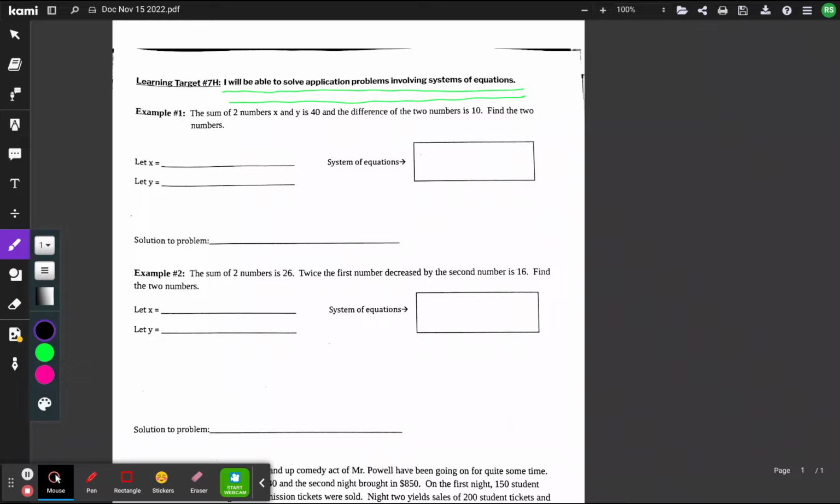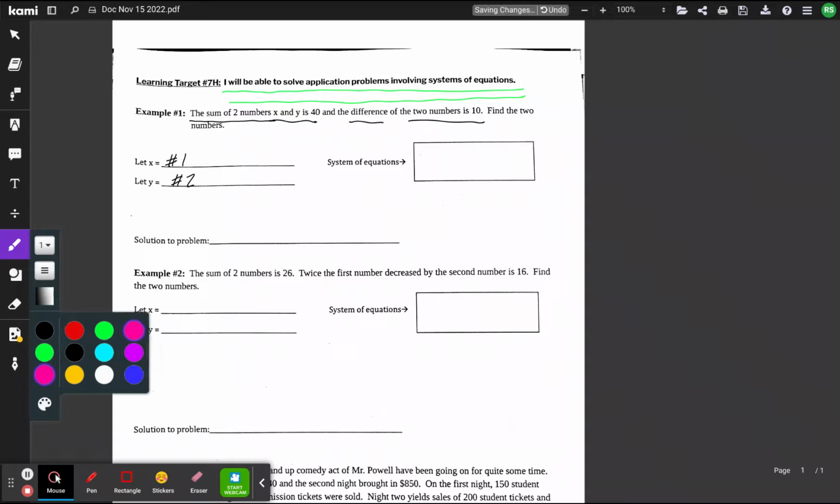So our first example here: the sum of two numbers, x plus y, is 40, and the difference of the two numbers is 10. So we want to find the two numbers. x is number 1, y is number 2. These are two unknown numbers.